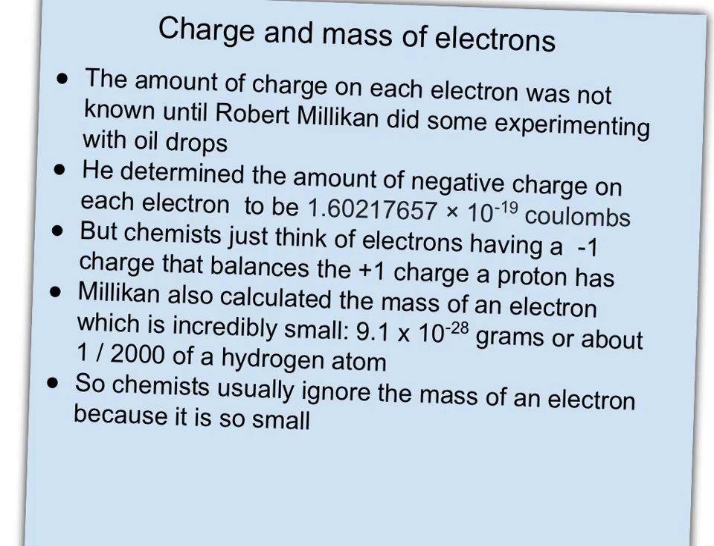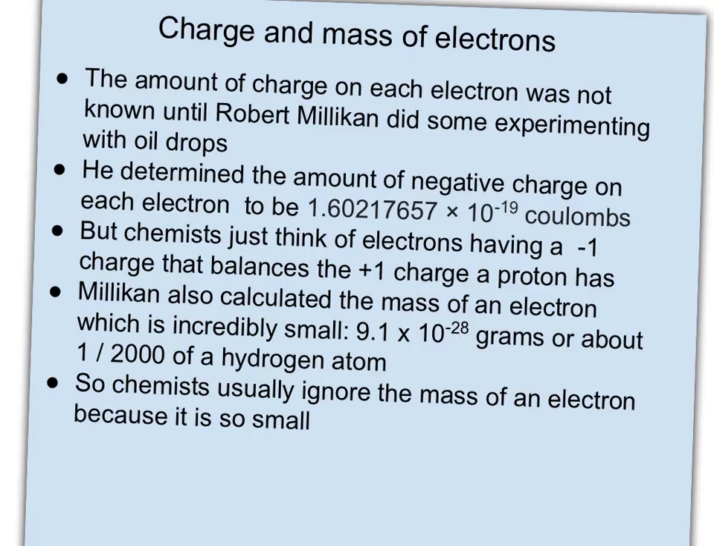So it's just easier to think of each one as being +1 or -1, or that they balance each other out. But when we actually look at it with a unit attached to it, it's a really small amount. Millikan was also able to calculate the mass of an electron, which is also incredibly small, and he came up with it being 9.1 times 10 to the minus 28 grams, which is about 1/2000th as much as a hydrogen atom weighs. And as we'll find out later, a hydrogen atom really consists of just a proton.